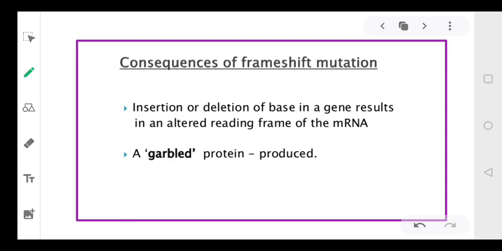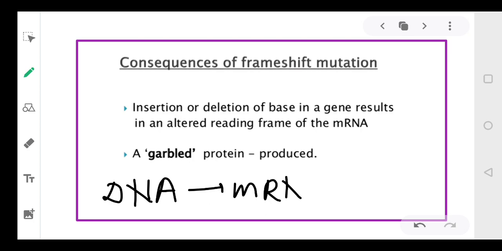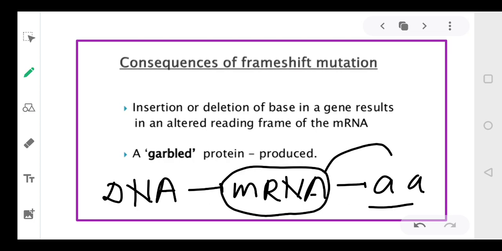Now just imagine what will be the consequences of frameshift mutation if by chance there is a mutation in the DNA. We know DNA will be used to produce mRNA, isn't it? And then mRNA will be used to make amino acids or proteins. If there is change in mRNA, this means there will be change in an amino acid, and it might be possible if the mutation is very drastic, then this amino acid cannot be produced.